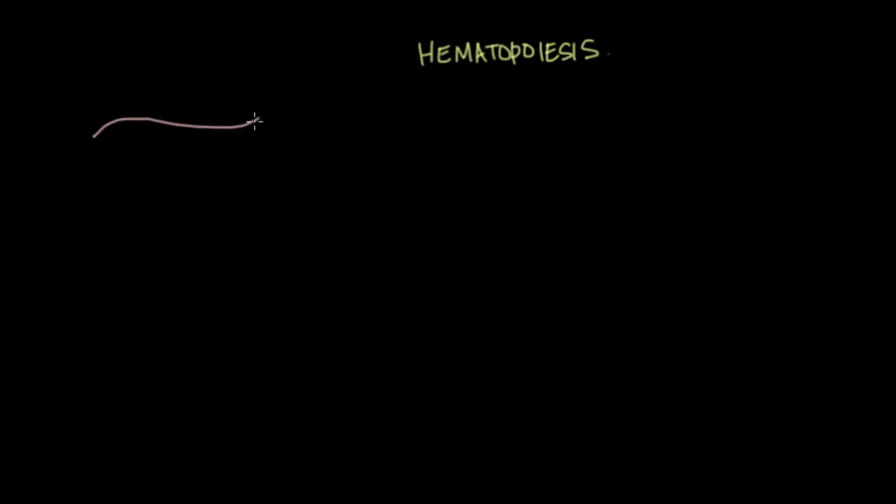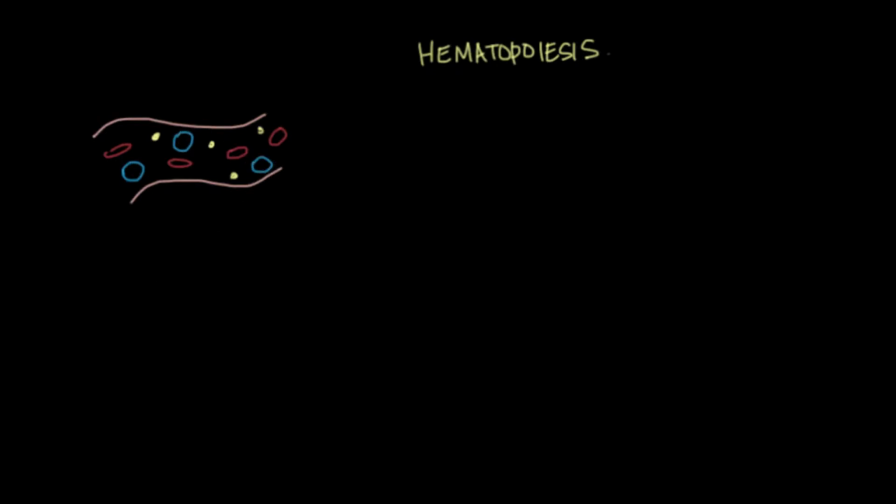So I'm going to start by drawing a blood vessel. And inside the blood vessel, I'm going to draw in some of the cells that you'd expect to see in normal blood. So I'm going to put in a few red blood cells. I'm going to draw in a couple of platelets, which are just fragments of cells. And then I'm going to put in a few white blood cells.